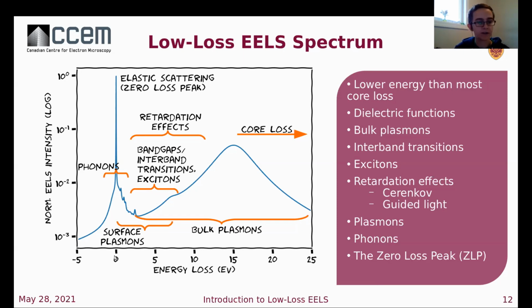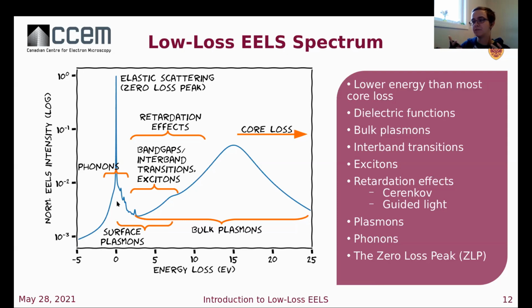At even lower energy, we're starting to look at surface plasmons and surface phonons and other phonons in the material, as well as molecular vibrational modes. Now, the most dominant peak usually in your low loss spectrum is the zero loss peak. This contains electrons which did not interact in any noticeable way with the sample. So these are unscattered electrons that entered the spectrometer and provide me with a nice energy reference at zero.